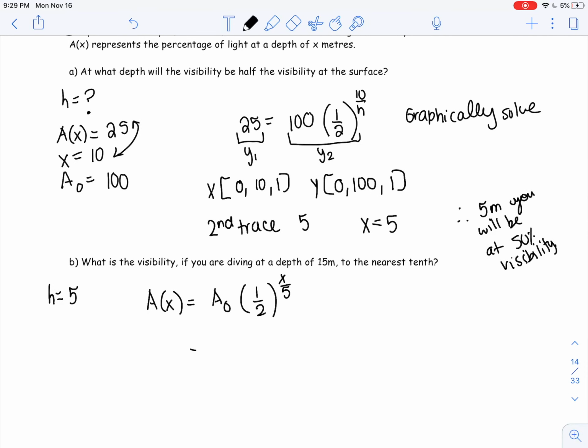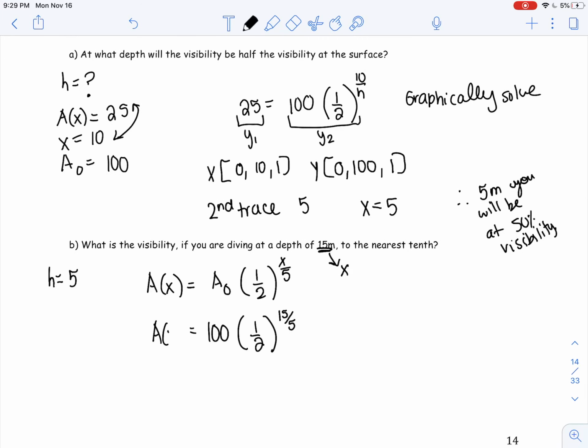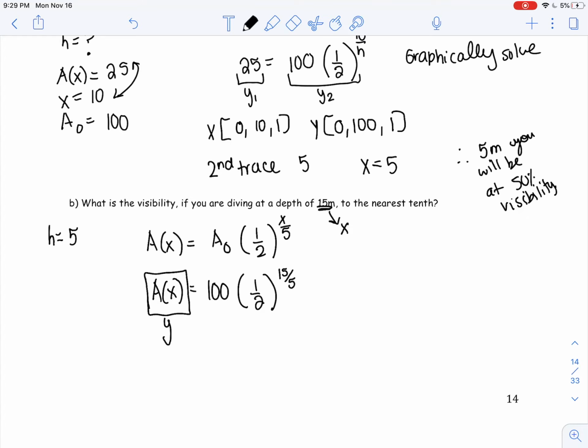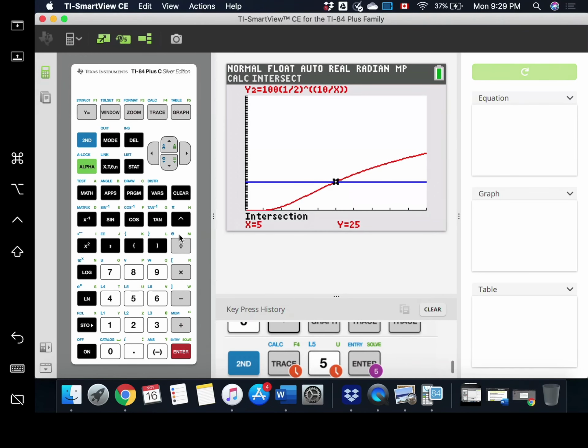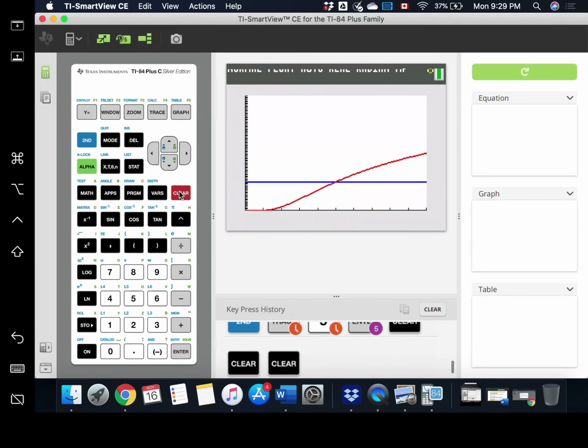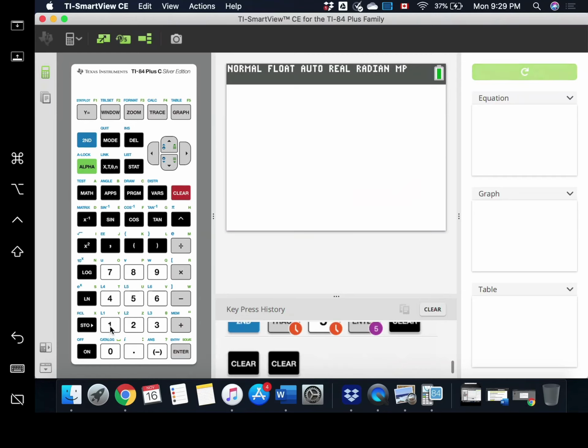What is the visibility if you are diving at a depth of 15 meters? Okay, so we already know that initially we still had 100% visibility. Now they're telling us the depth that we're at. Depth represents x, so we're going to replace x with 15. Our h is 5. So all we have to do is solve for a of x, which is one item that we're solving for. This is the same as saying y equals. Okay, so all we have to do is put this into our calculator. So using your calculator, enter all those values that we just recorded, and I'll go back to that if you're not done copying it in.